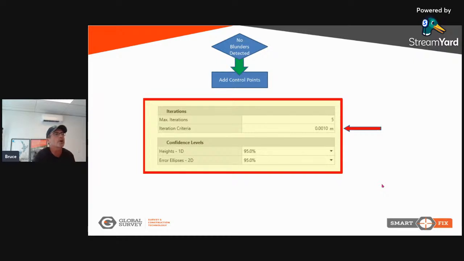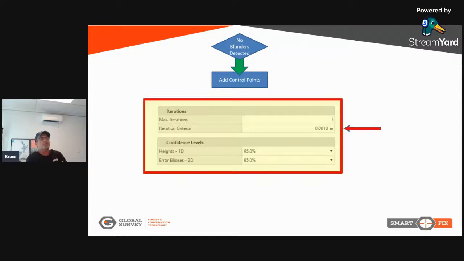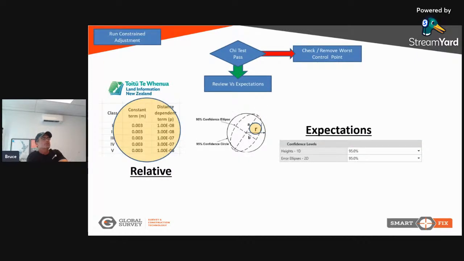If I come back a slide, we can see that they have a constant term sitting in here at the 3 mil mark. If you've got a couple of first order marks, they're going to be no better than 3 mils anyway. And if you want to hold them against both, then maybe an iteration criteria of 1 is fair, or maybe you think it's a bit too tight and you move it out to 2 or 3. So what are our expectations? The LINZ term here gives us a relative accuracy from point to point, right? So it tells us the constant term and the radius and what our expectations are at 95%.